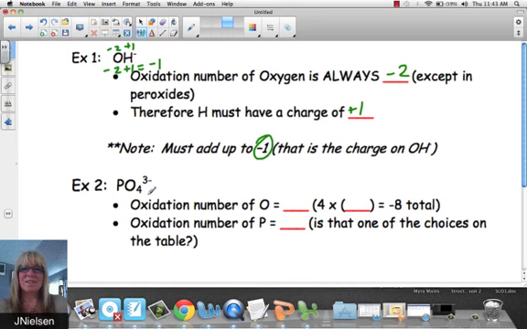PO4. So it's got to add up to -3. Oxygen has a charge of -2. So that's -2 times 4, which is -8. If this has to equal -3 and this is -8, then phosphorus has to be +5, because +5 and -8 is -3. And you'd go to phosphorus and see, is that one of the charges on the table? And it certainly is.